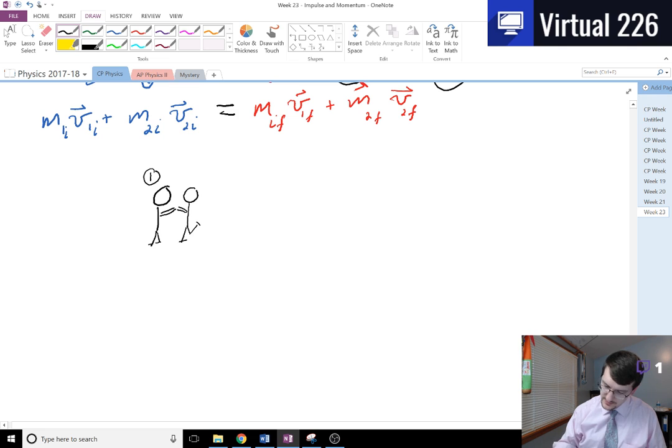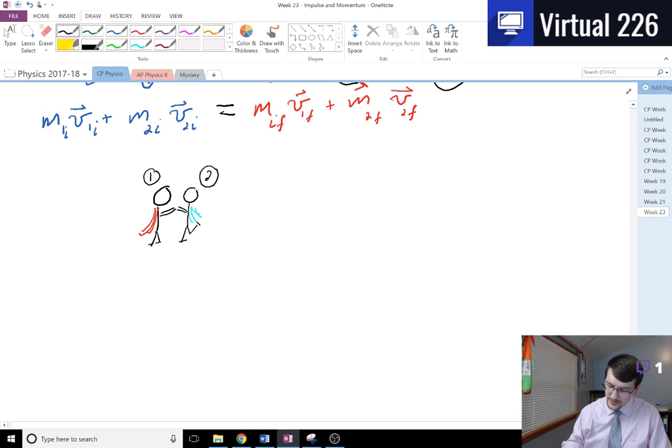You have to be standing in a cool way. This guy's got the red cape on. Put the blue cape over here. Okay, if they're standing there initially, their initial velocity is 0. So right off the bat, a lot of information about this.